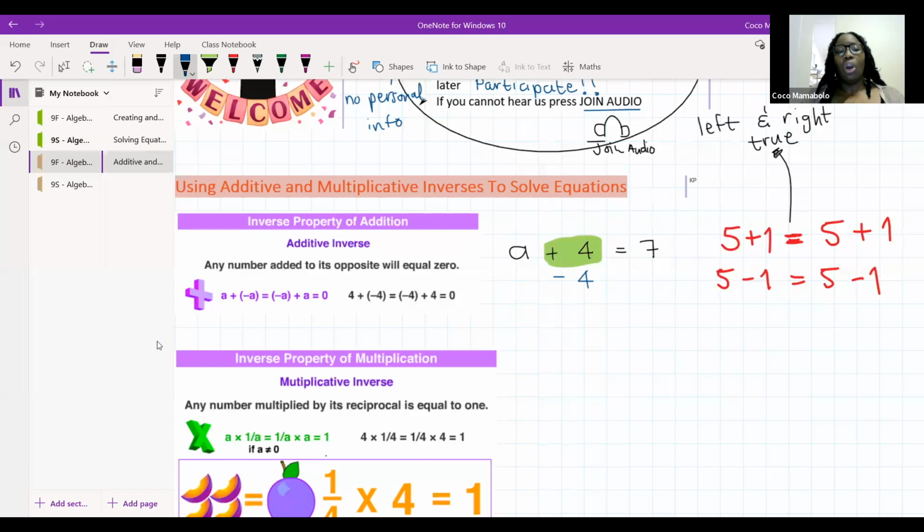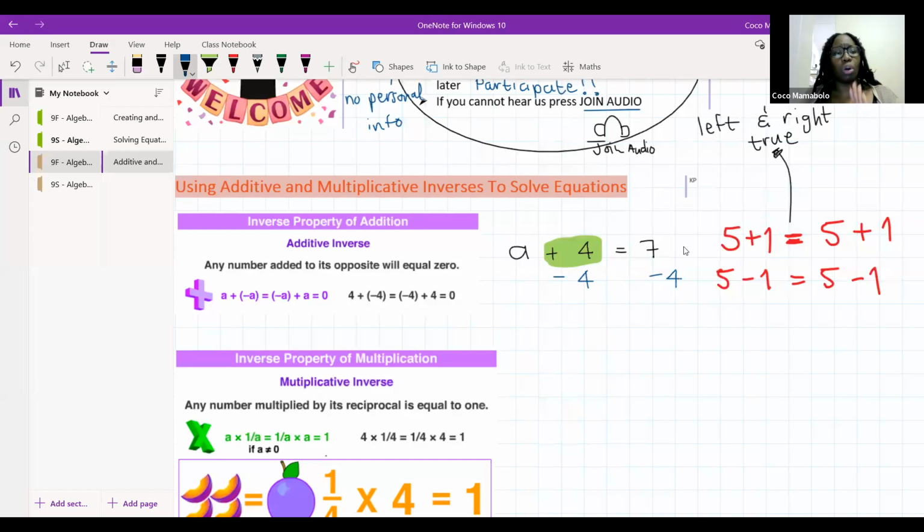Okay, Tando, if I've added -4 on the right, what do I need to do on the left? What do I need to do on the right-hand side? What you're going to be doing is you're going to -4 also on the right-hand side, because what you do on the left, you do on the right.